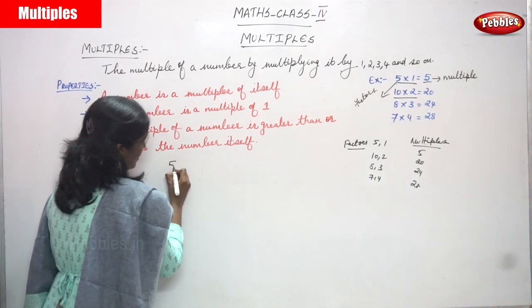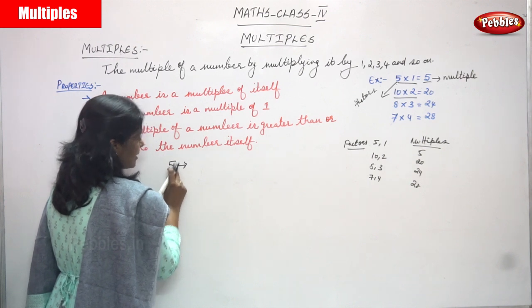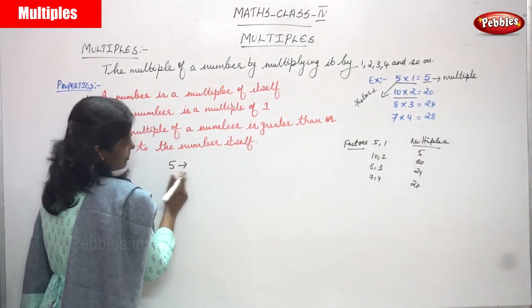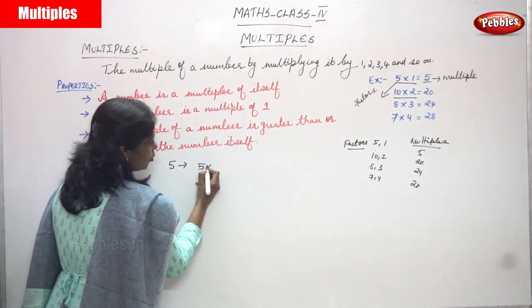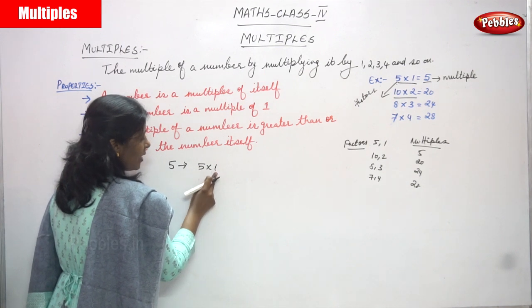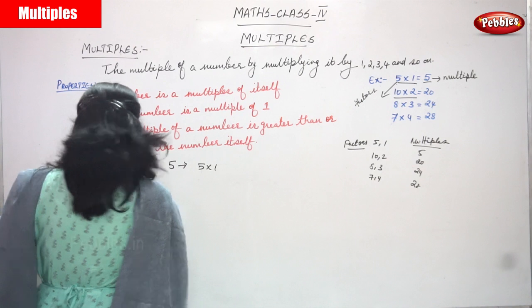So 5 is a number. It is a multiple of itself. So we are going to find the multiples of 5. What are you going to write? 5 into 1. So what are the multiples? 1 and 5. These two numbers are factors.